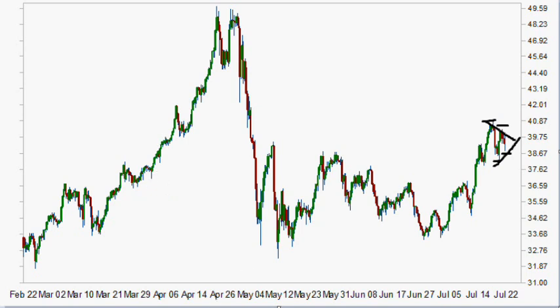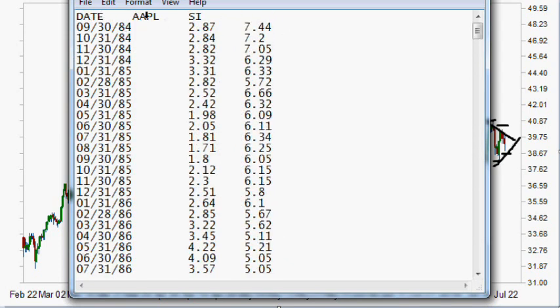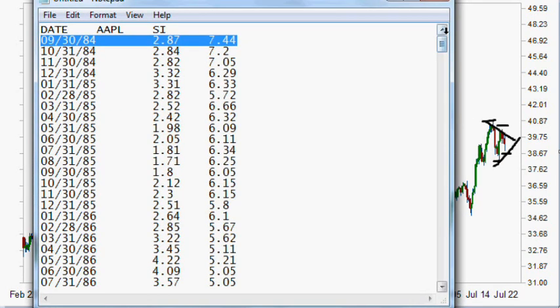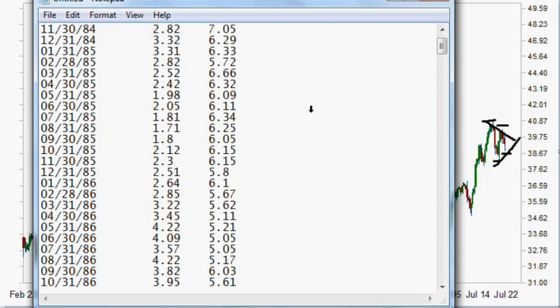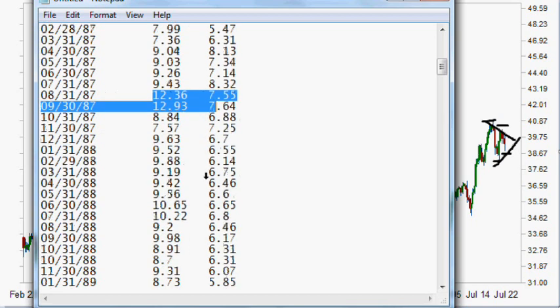Finally, I want to finish this off by just showing the pure data of Apple and silver. On September the 30th, 1984, when Apple wasn't popular, computers weren't too popular, the VIC-20 might have been the big thing, or the Commodore 64. Silver was $7.44 an ounce, and a share of Apple was $2.87. As time progressed, we've seen the price of Apple move above the price of silver.